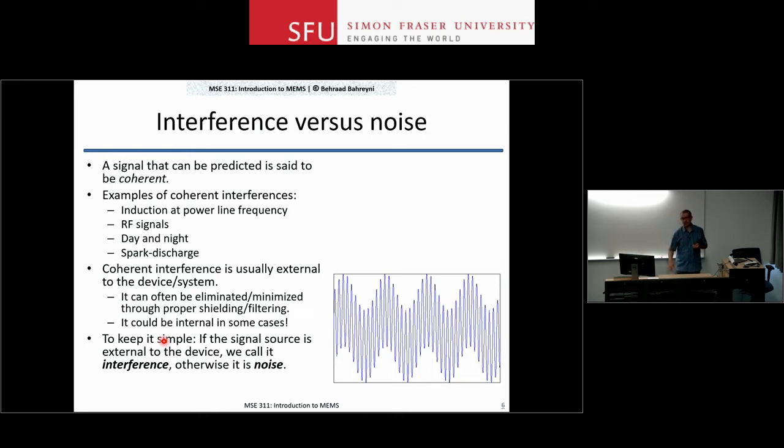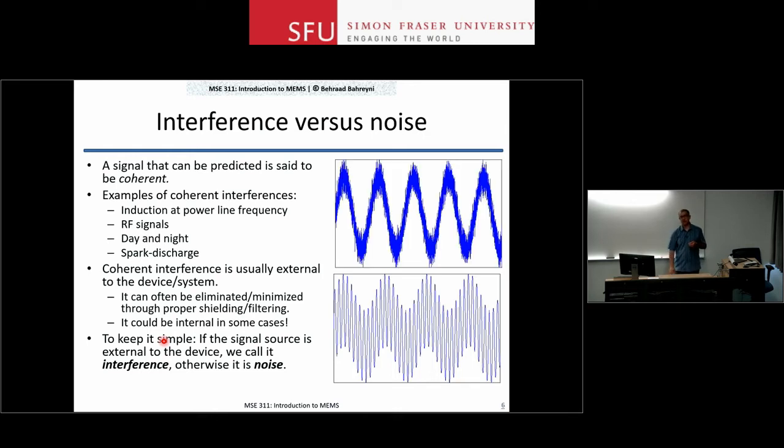This is interference. If it were noise, it would look like this. So it's a random signal added on top of your own signal. There's really no way for you to figure out how to get rid of that. It's just going to stick there. Noise is always generated internally. Interference can be external or internal, but in most cases it is external. So it could be, as I said, the power line frequency and things like that.